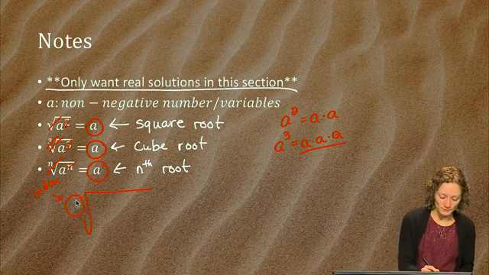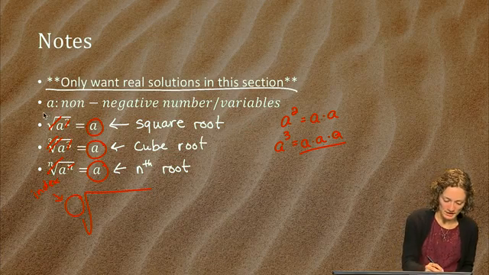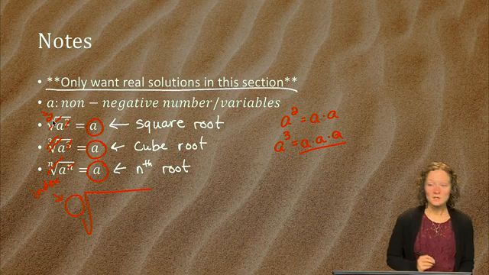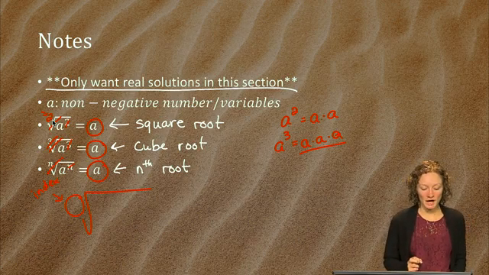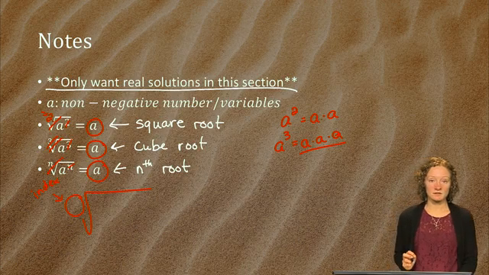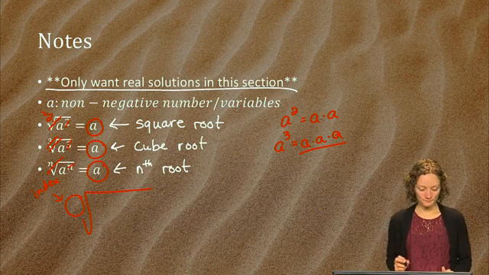In a square root, the index is an implied 2. You don't ever see the 2 written there. It's implied. If the index does not sit there, you don't see a number, it's a 2.